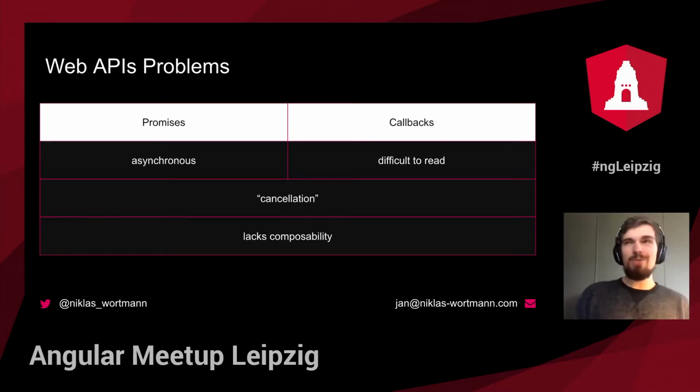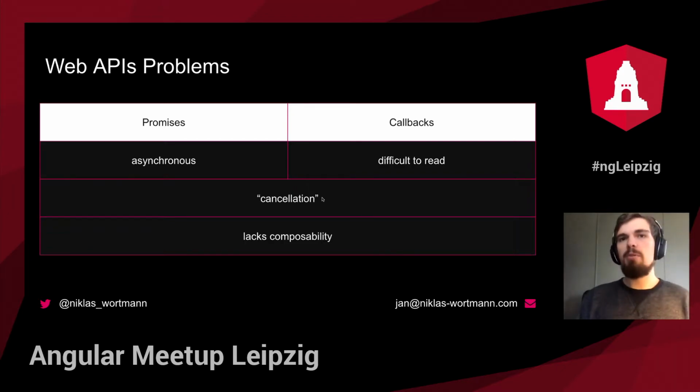And callbacks, if I remember correctly, at least when I started in the JavaScript ecosystem, callbacks were like, oh yeah, that's super ugly to read. We can't do that. Please, let's do something else. Both of them kind of lack cancellation. It's getting better on the promise side with cancellation tokens or AbortController, but still the API is not that well supported so far.